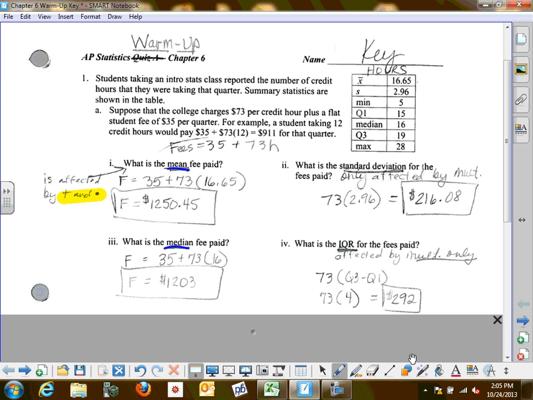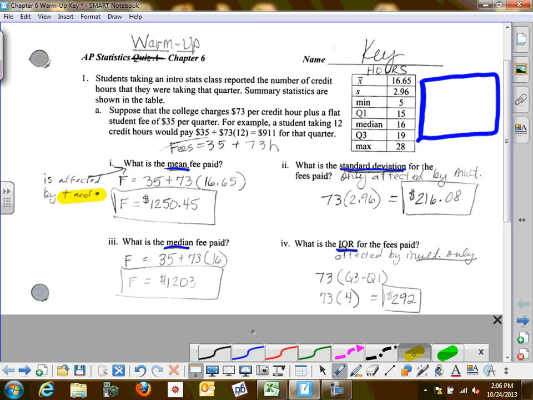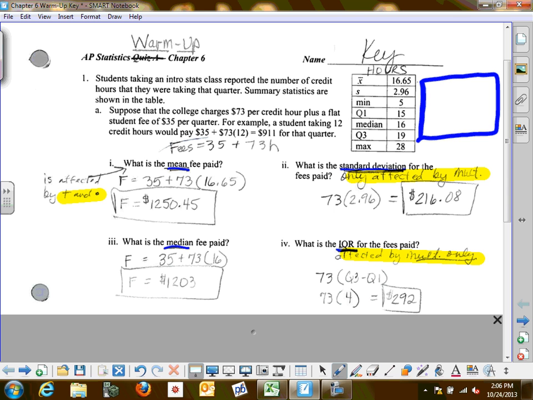Now on this, the standard deviation and the IQR, these are measures of spread. So I want you to think of this picture. If you have a box plot and you are shifting it by adding 35, the spread is not changing. So adding and subtracting is not changing standard deviation or IQR. The only thing that is changing your standard deviation or your IQR is multiplication. That changes the size of the spread. So therefore, those are only getting affected by multiplication. So we are only multiplying by the 73 on those 2 problems. But here we were multiplying and adding.